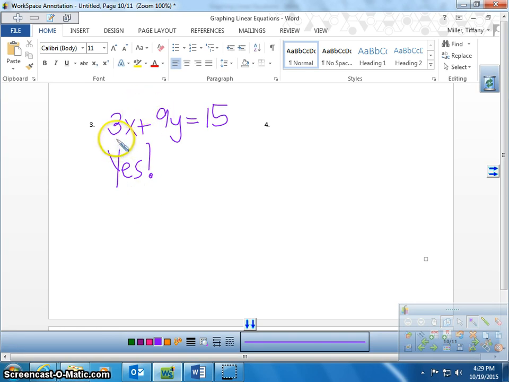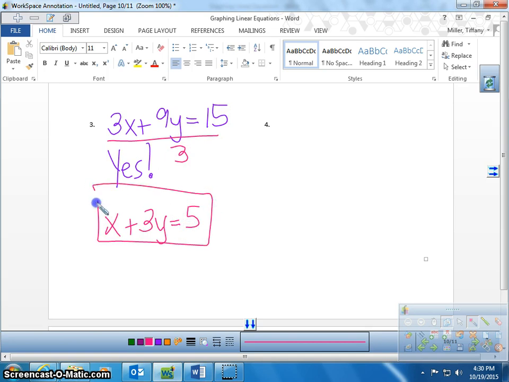But what's special between 3, 9, and 15? Well, they all are divisible by 3. So when you're working in standard form, they all need to be in the smallest form possible. So if I were to divide this entire thing by 3, I would be left with 3 divided by 3 is 1x, plus 9 divided by 3, which is 3y, and 15 divided by 3, which is 5. This would be my standard form of this equation.